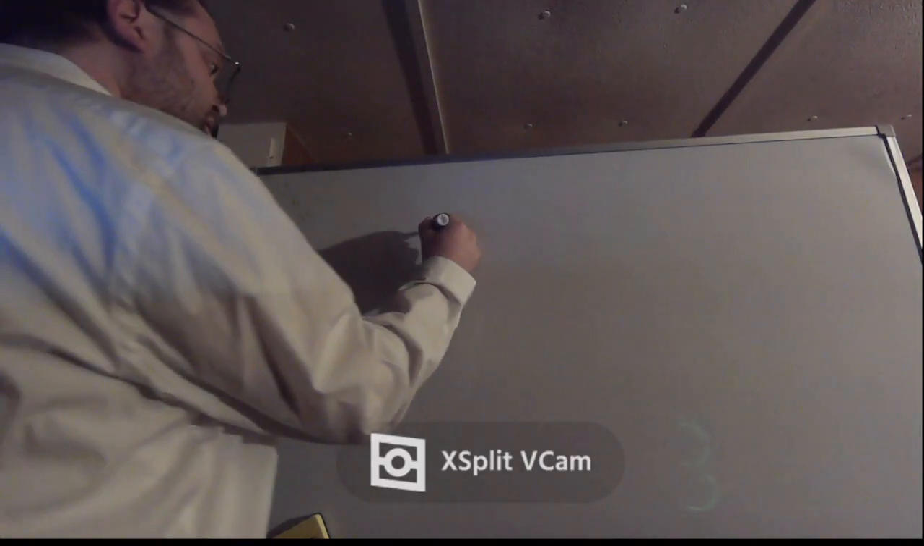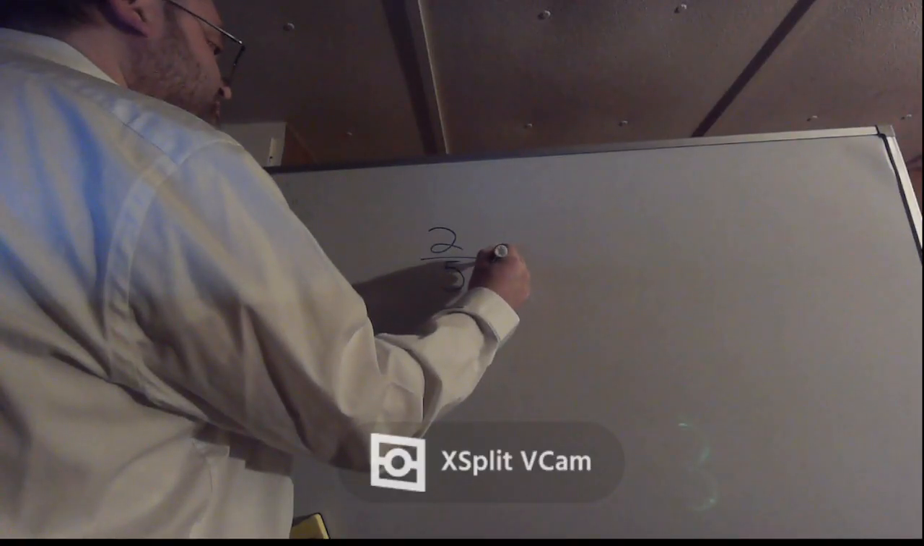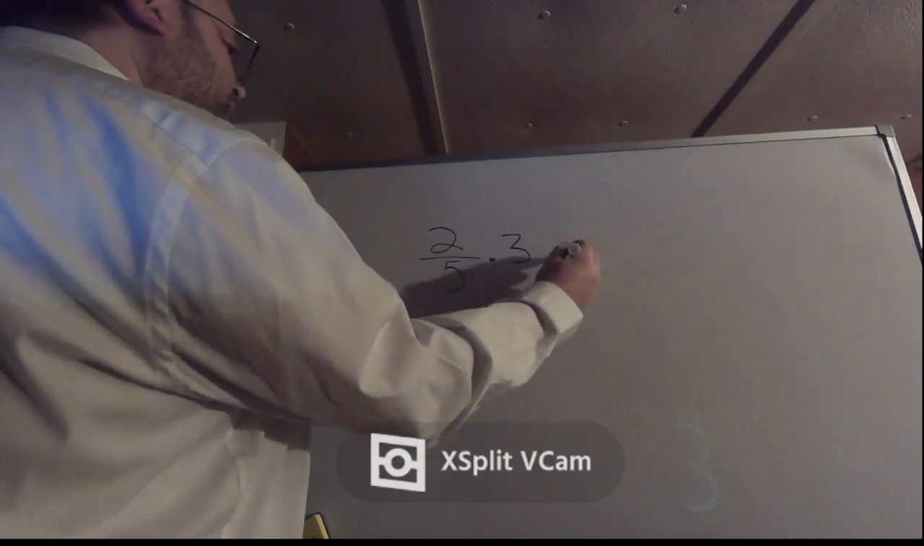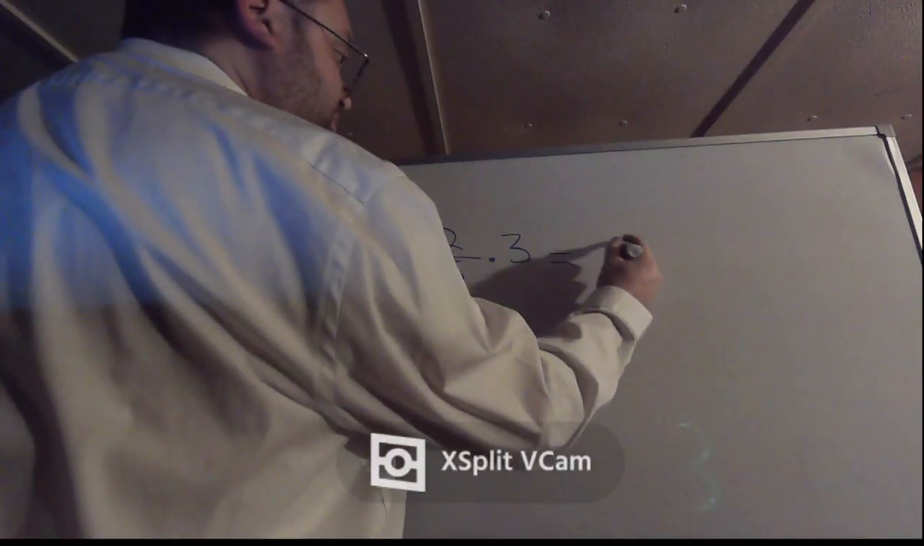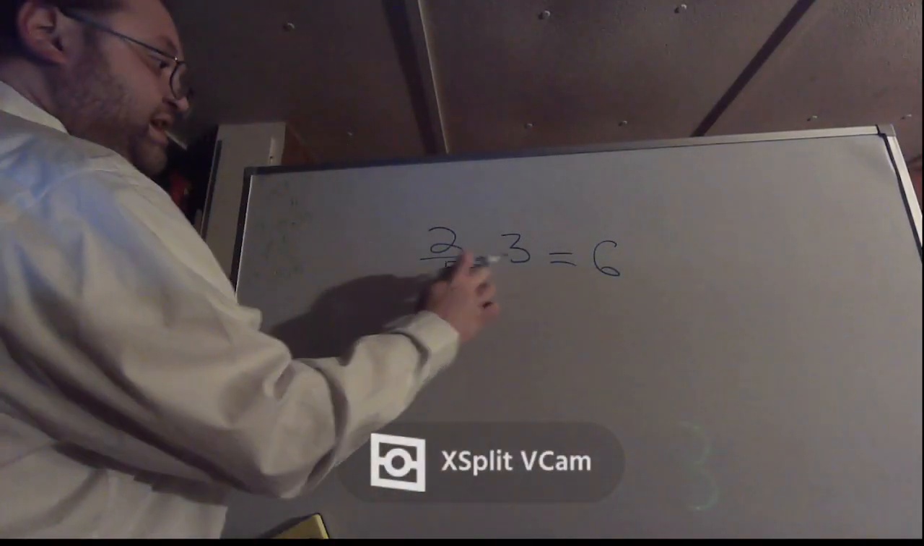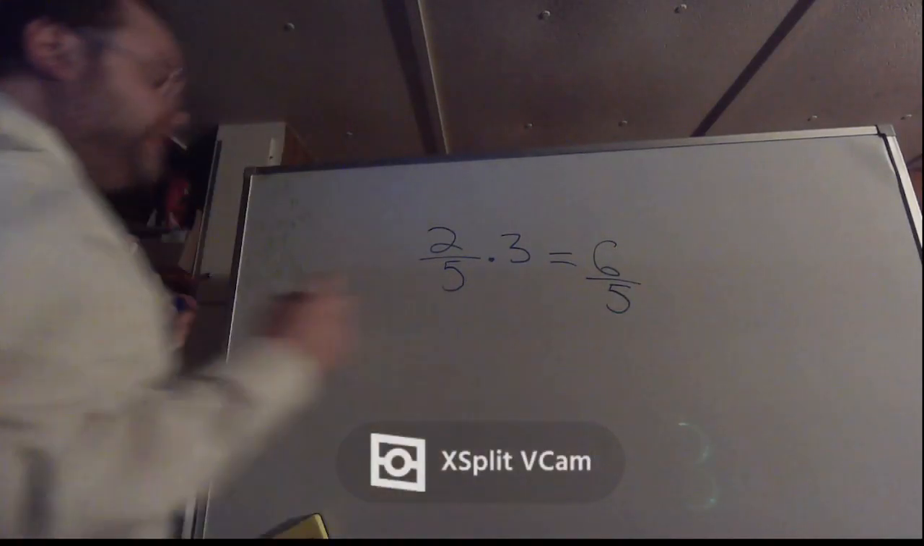One more easier one, well, one super easy one. 2/5 times 3, okay. And let's see, we got 2/5 times 3. Well, again, multiply your numerators together. 2 times 3 is 6. 5 times 1 is 5. So 6/5 is your final answer.